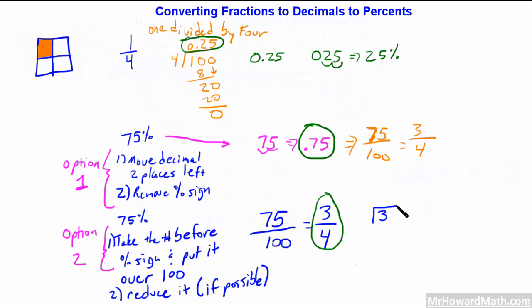So let's do that. 3 divided by 4. Okay, 4 goes into 3 0 times. Put in our decimal. Add our 0. 4 goes into 30 7 times. 7 times 4 is 28. 2 left over. Bring down another 0. 4 goes into 20 5 times. 5 times 4 is 20. Remainder 0, and we're done. Okay, 0.75. That all checks out.